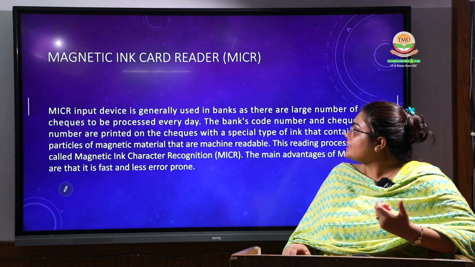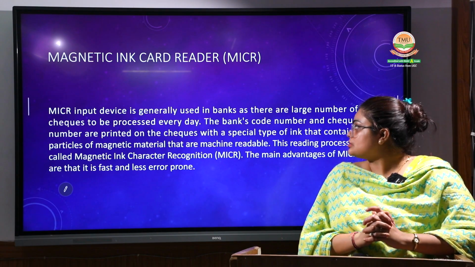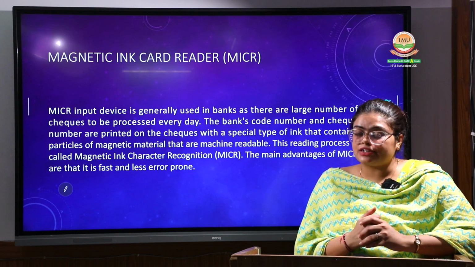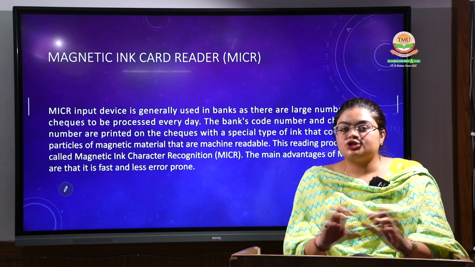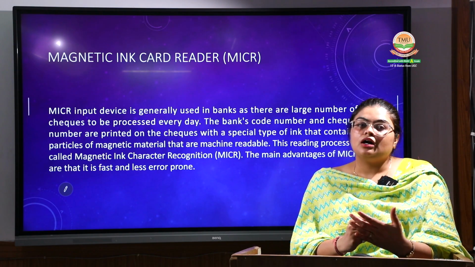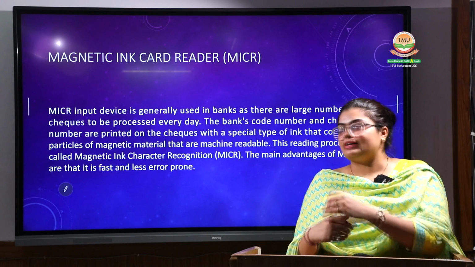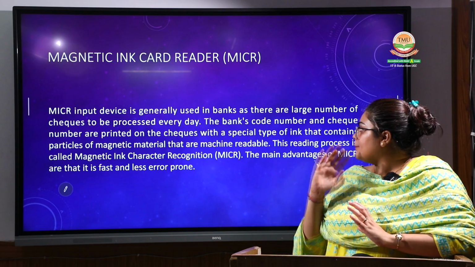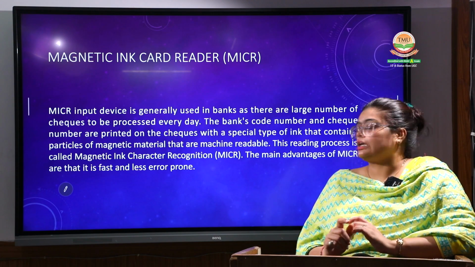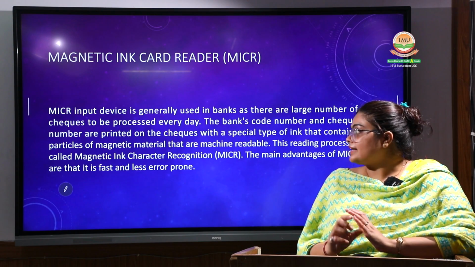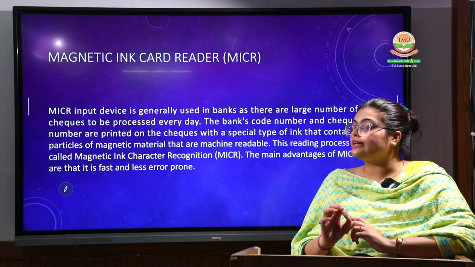Next is magnetic ink card reader. MICR we can consider as an input device which is usually used in the banks, as there are a large number of checks to be processed every day. You have seen your checkbook. That checkbook contains some codes written at the bottom of the check. Those codes will be read by the magnetic ink card reader. The bank's code number and the check number are printed on the checks with a special type of ink that contains particles of magnetic material that are machine readable, and this reading process is called magnetic ink character recognition.